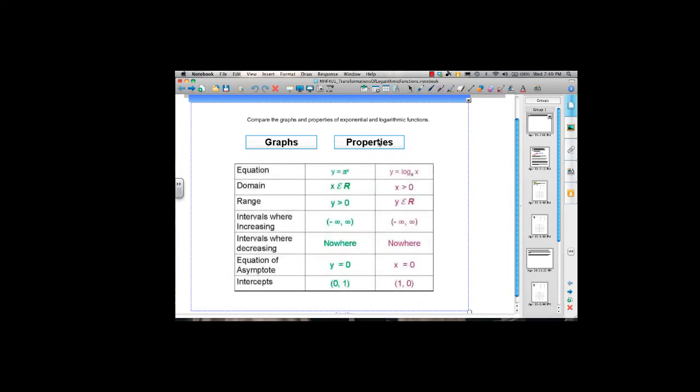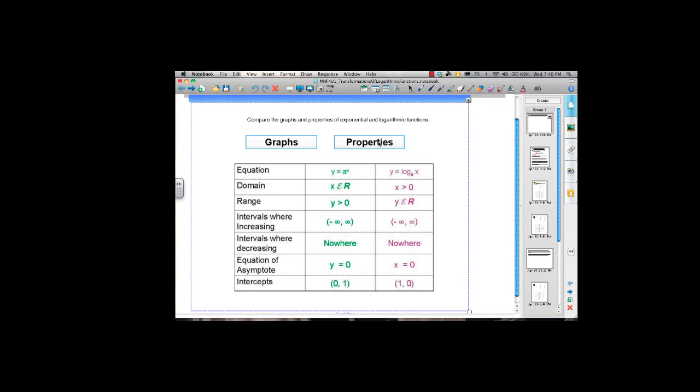Comparing the properties of those functions, for the exponential, we've seen in the past the domain is all real values of x. Its range would be all positive values of y, since there is a horizontal asymptote at the x-axis. That function is always increasing, so between negative infinity and positive infinity, and it will never be decreasing. The asymptote is y equals 0, the x-axis, and the exponential graph does not have an x-intercept, but it does have a y-intercept, in general, of (0, 1).